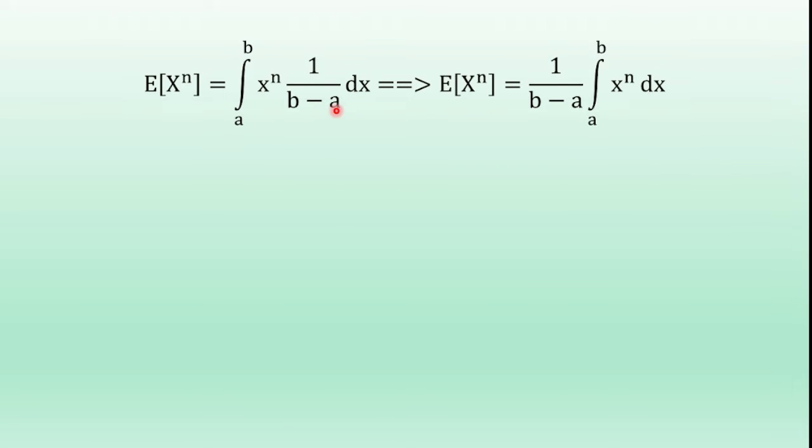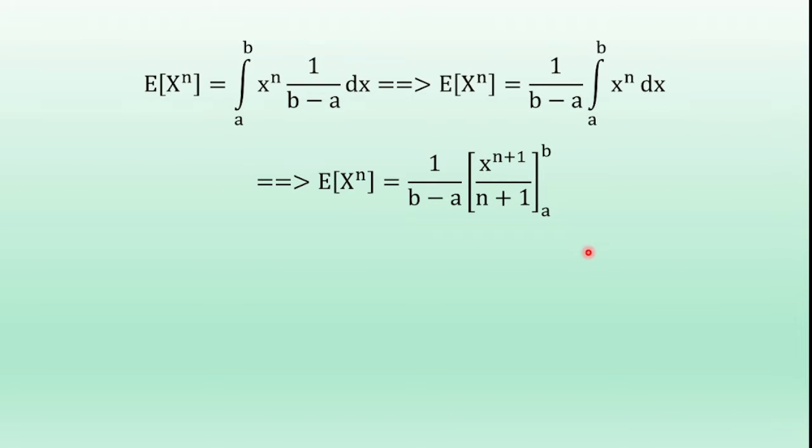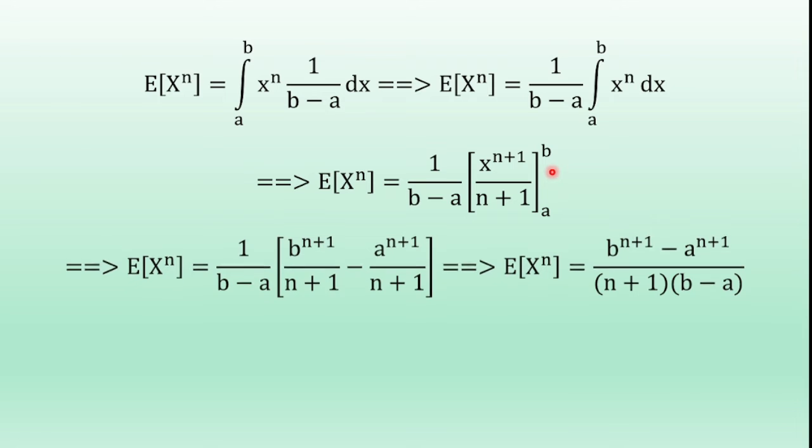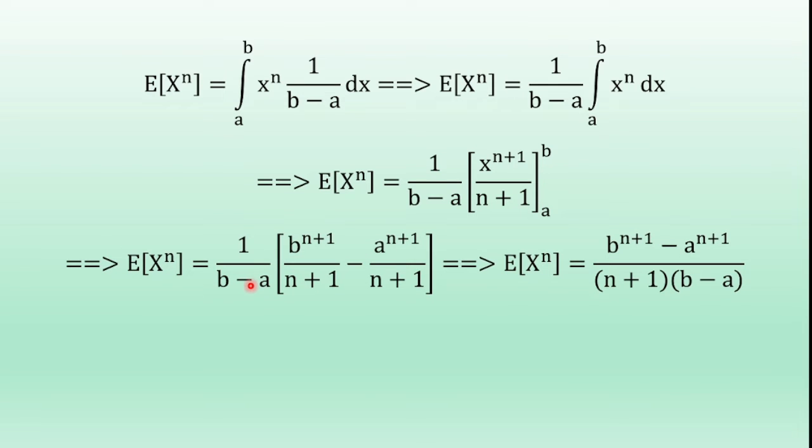So 1 by (b minus a) is a constant, written before the integration, and the remaining term is integral a to b of x power n dx. The integral of x power n dx is x power (n plus 1) by (n plus 1), over a to b. Now substitute the upper and lower values of x: expectation of x power n is equal to 1 by (b minus a) times [b power (n plus 1) by (n plus 1) minus a power (n plus 1) by (n plus 1)].